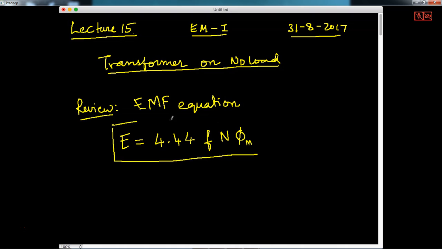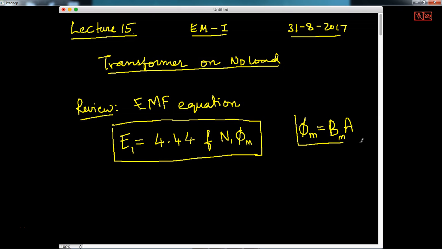Now depending on which side, if I use primary, then I say E1 is equal to 4.44 f N1 phi m, like this. Also, what is the value of maximum flux? Maximum flux is nothing but maximum flux density Bm multiplied by the area of cross section. So sometimes even this can be used, and you can substitute that. So this is the EMF equation of the transformer.